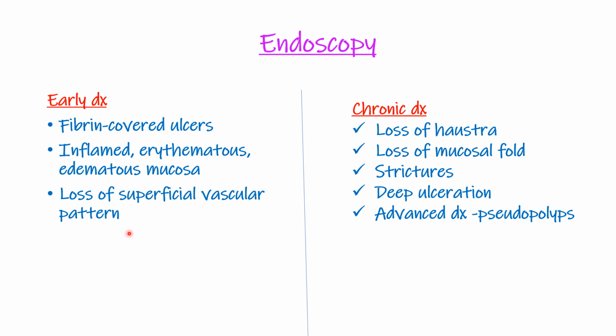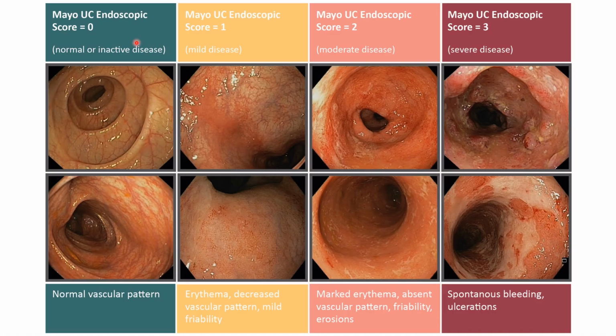You're going to see imaging that will follow. In chronic disease, you're going to see loss of ulcers, loss of mucosal folds, strictures, deep ulcers, and also, rarely, in advanced disease, you're going to see pseudopolyps. As I've said, there's a video I've made on classification of ulcerative colitis.